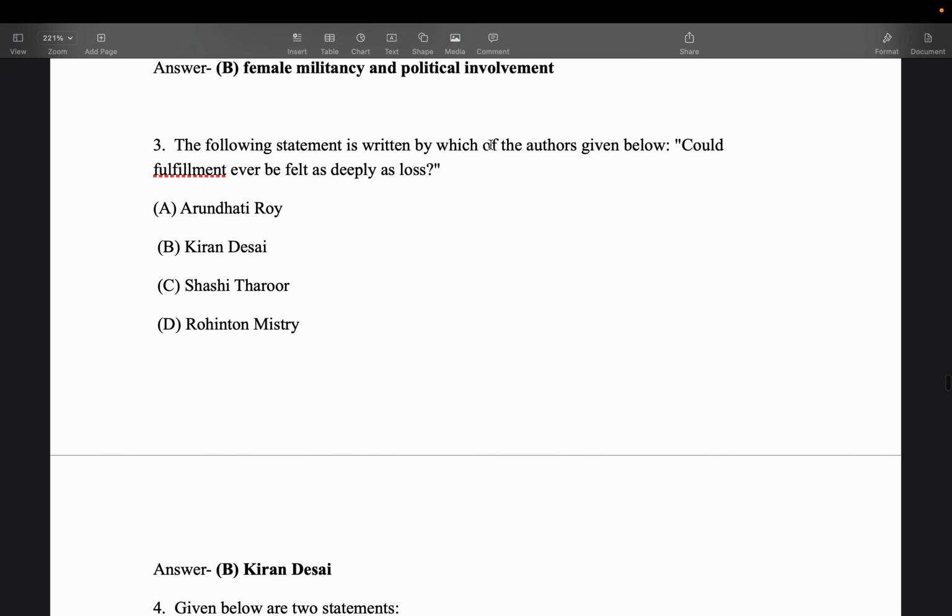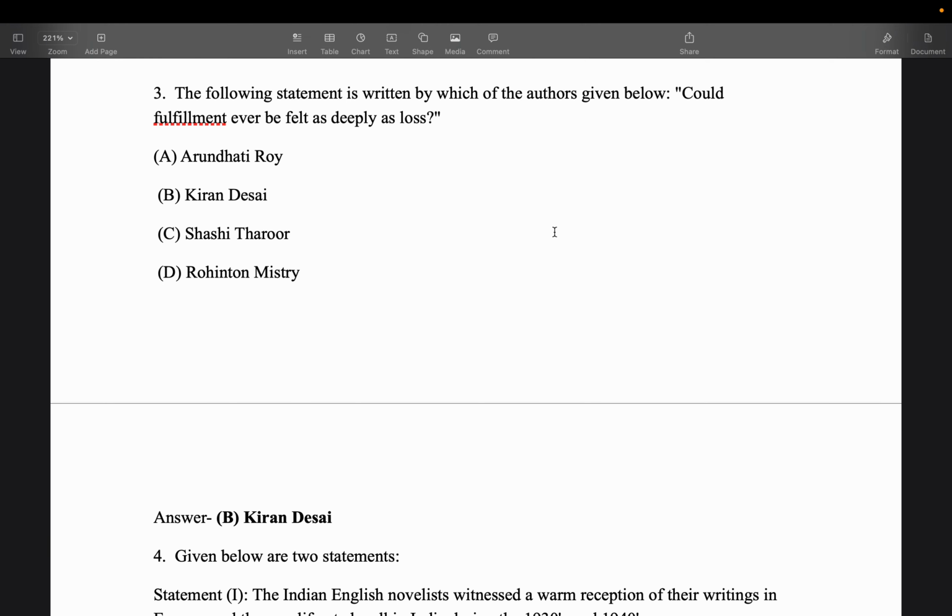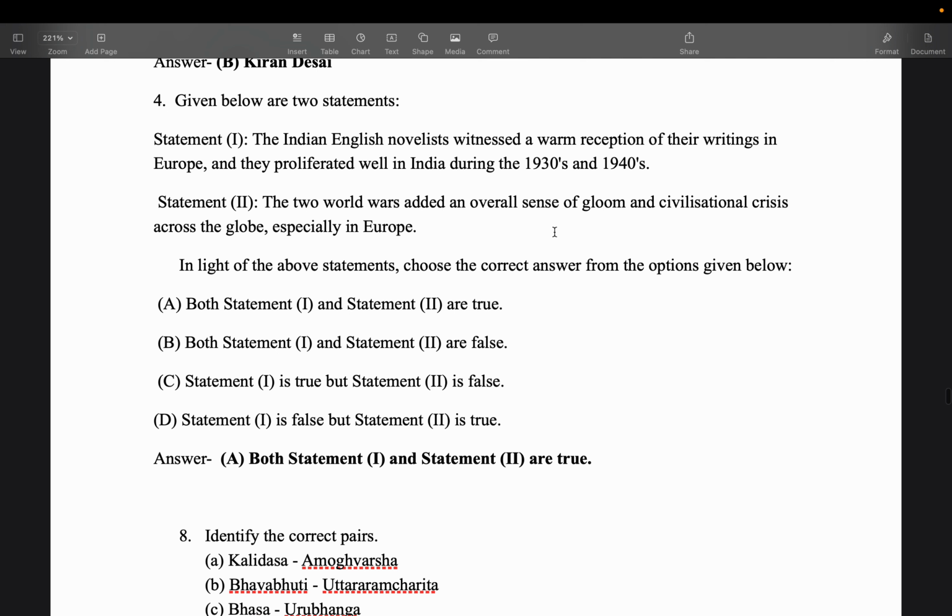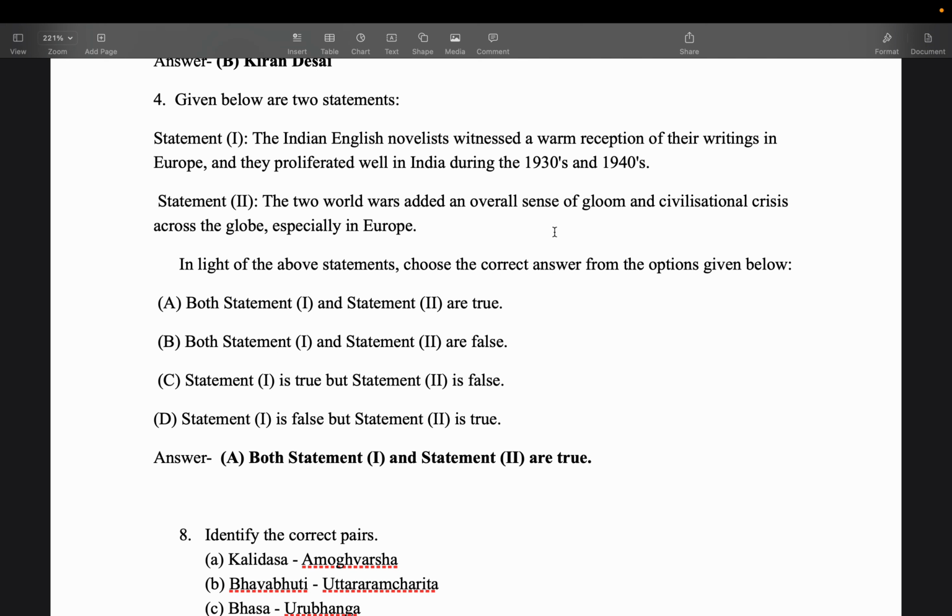The following statement is written by which of the authors given below? Could fulfillment ever be felt as deeply as loss? Inheritance of Loss. You should remember Kiran Desai. Inheritance of Loss. That loss is the clue here. You should understand they always give such clues also. They're not so cruel. Okay. Now, statement.